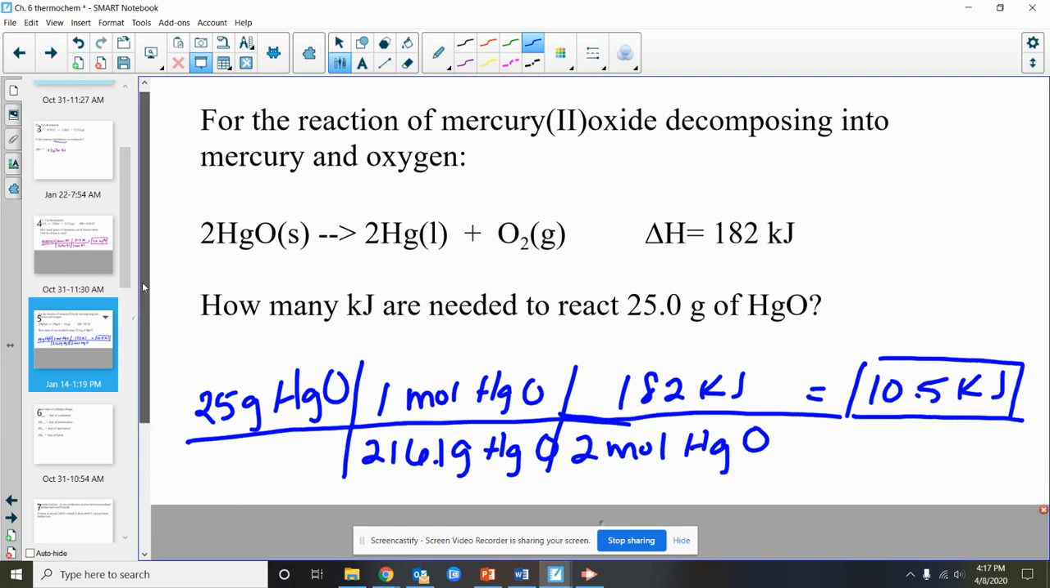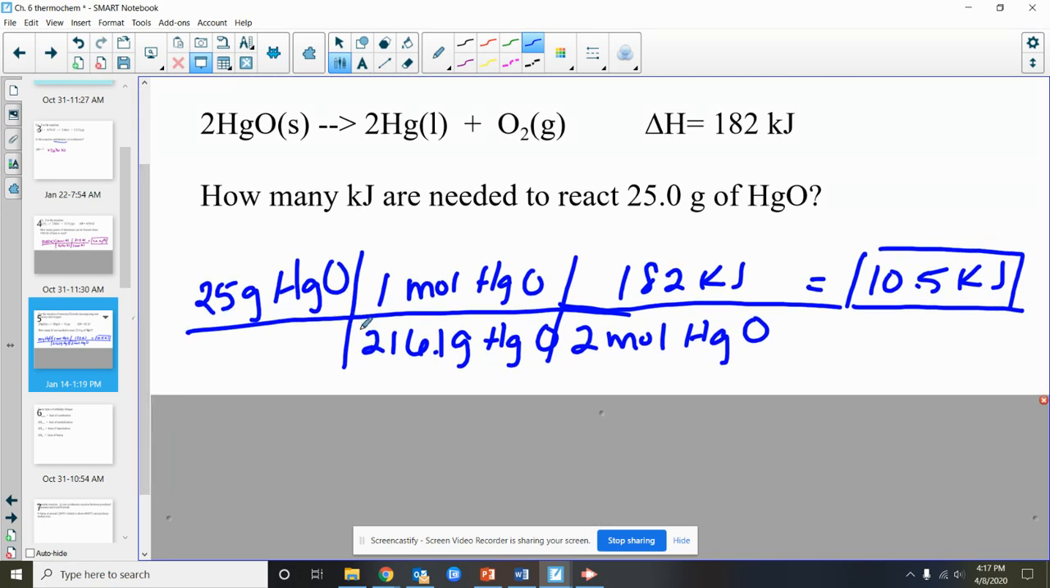Okay, I'm in grams. I can't go very far in grams, so I know I have to convert that to moles. So I have to find the mass of HgO from the periodic table, which is 216.1 grams. I convert from grams to moles, and now that I'm in moles, I can use my equation for my mole ratio. So in this problem, 182 kilojoules gives me 2 moles of mercury II oxide. So I'm going to use that equation.